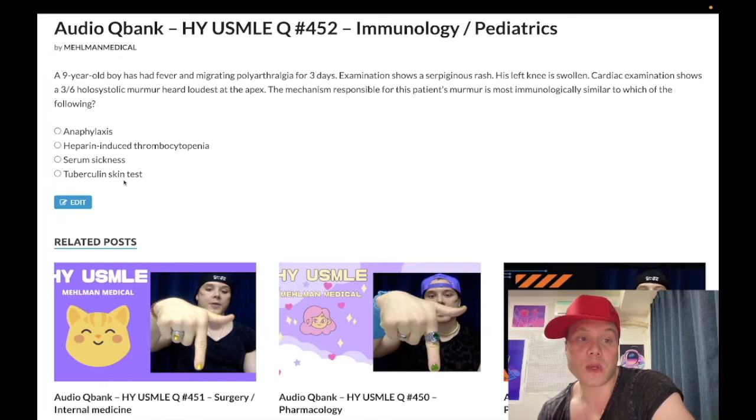So not only the PPD test, but also contact dermatitis, very high yield. Rubber, okay? Contact dermatitis from weeds, poison ivy, poison oak, poison sumac, very high yield, okay? So wrong answer, but nevertheless, these immunological distinctions are very high yield for USMLE.